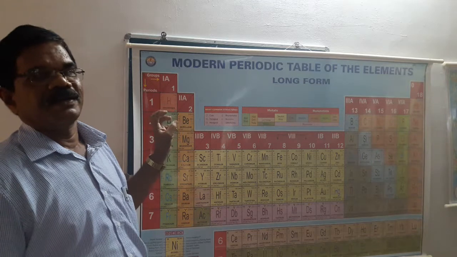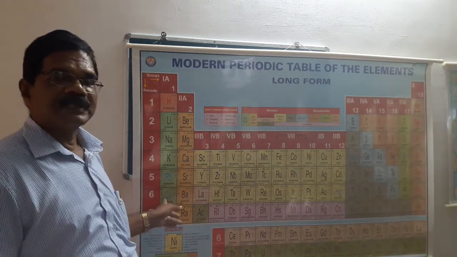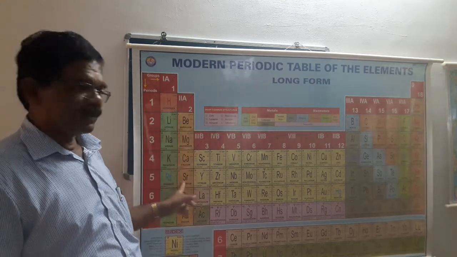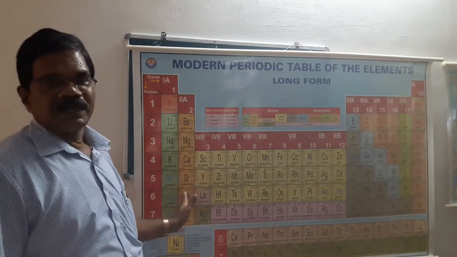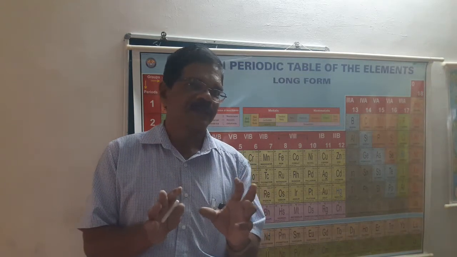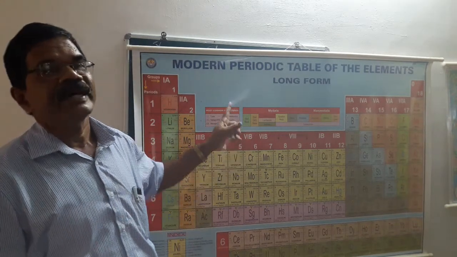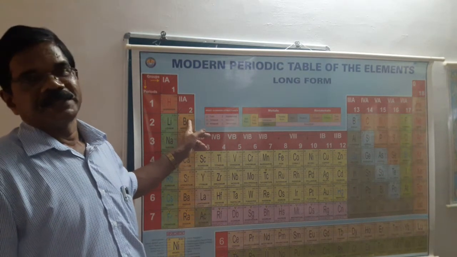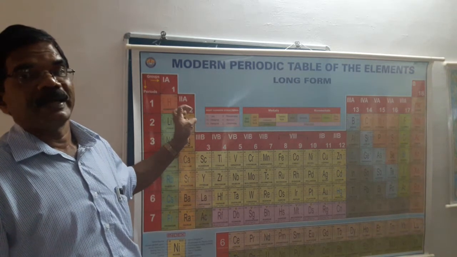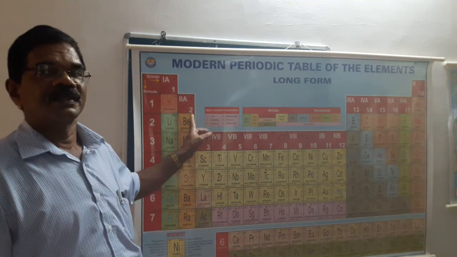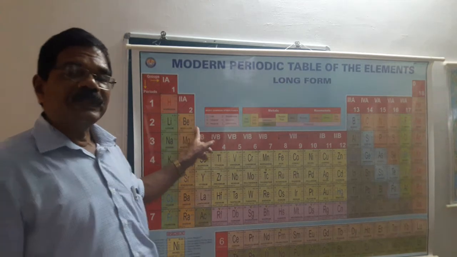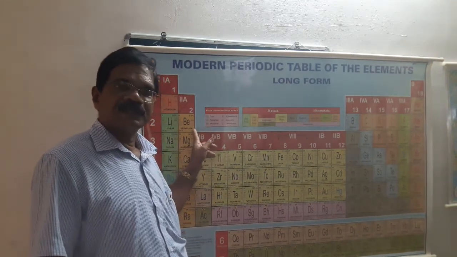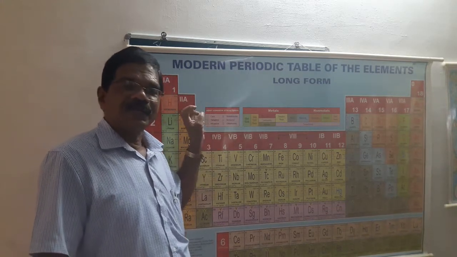I said that elements come to one group because they have some common properties. The second group elements also have some common properties. Can you say why? The properties of an element depend upon the number of valence electrons. If the number of valence electrons is the same, they have common properties. Now I said two things. What are they? The properties of an element depend upon the valence electrons, and if the valence electrons are the same, they have common properties.